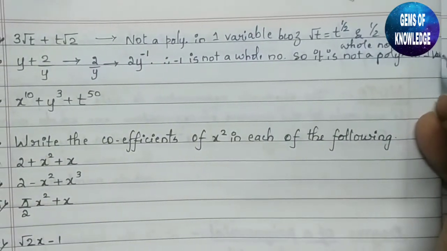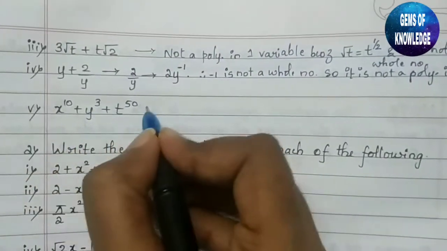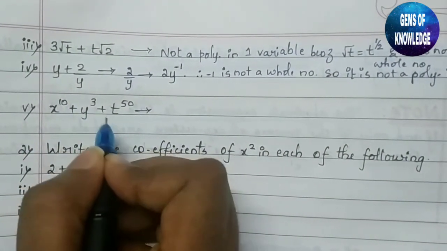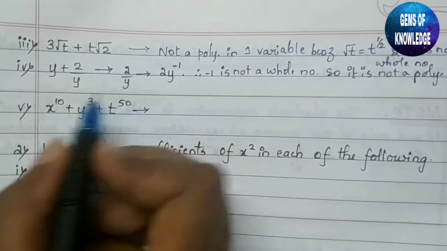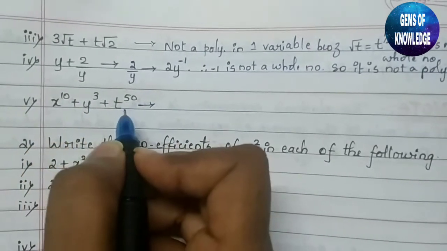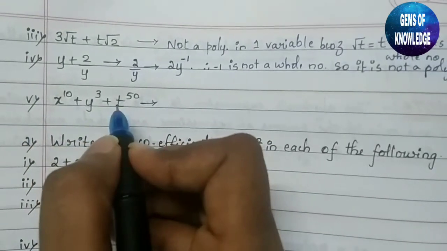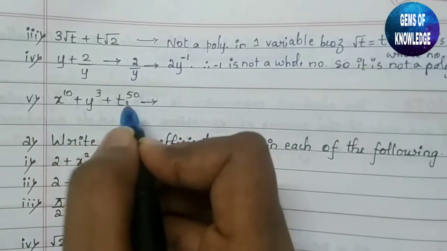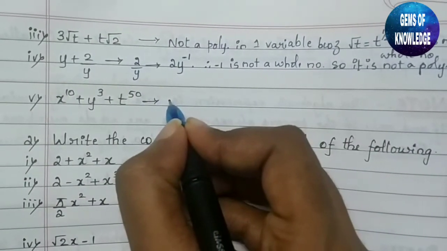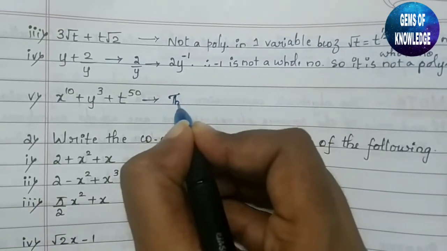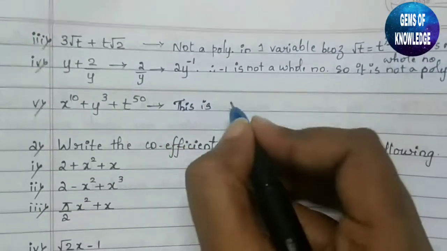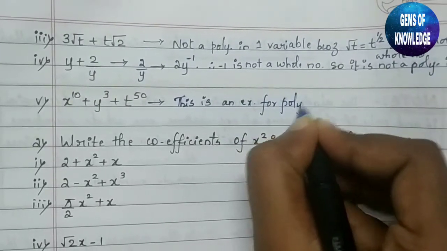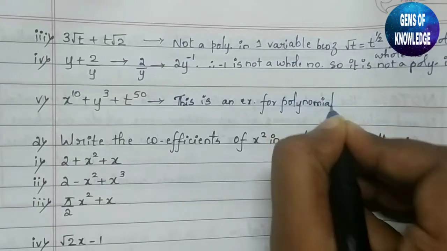Then next you can see x to the power of 10 plus y to the power of 3 plus t to the power of 50 is given. You can see three different variables here, so this doesn't come under polynomials in one variable. It is an example for a polynomial in three variables.